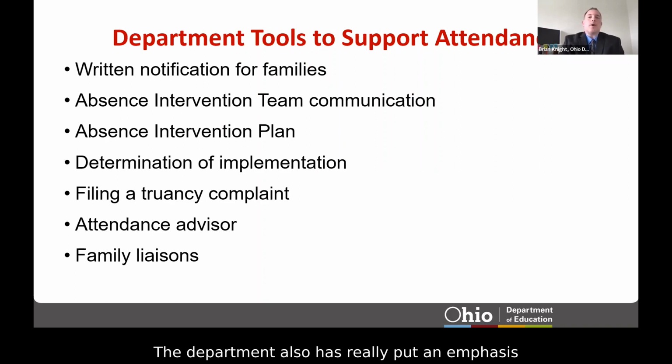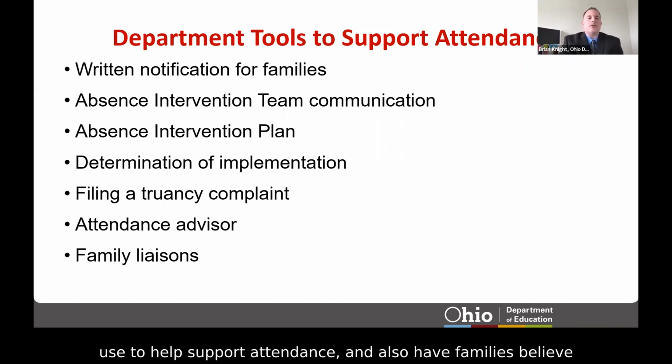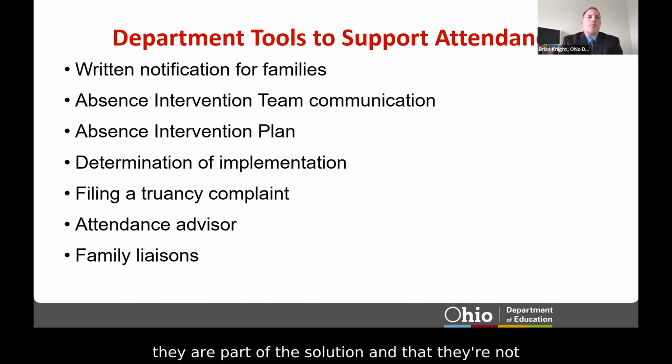The department also has really put an emphasis on being proactive with attendance versus being reactive. So we identified multiple tools that districts and schools can use to help support attendance and also have families believe they are part of the solution and that they're not part of the problem.